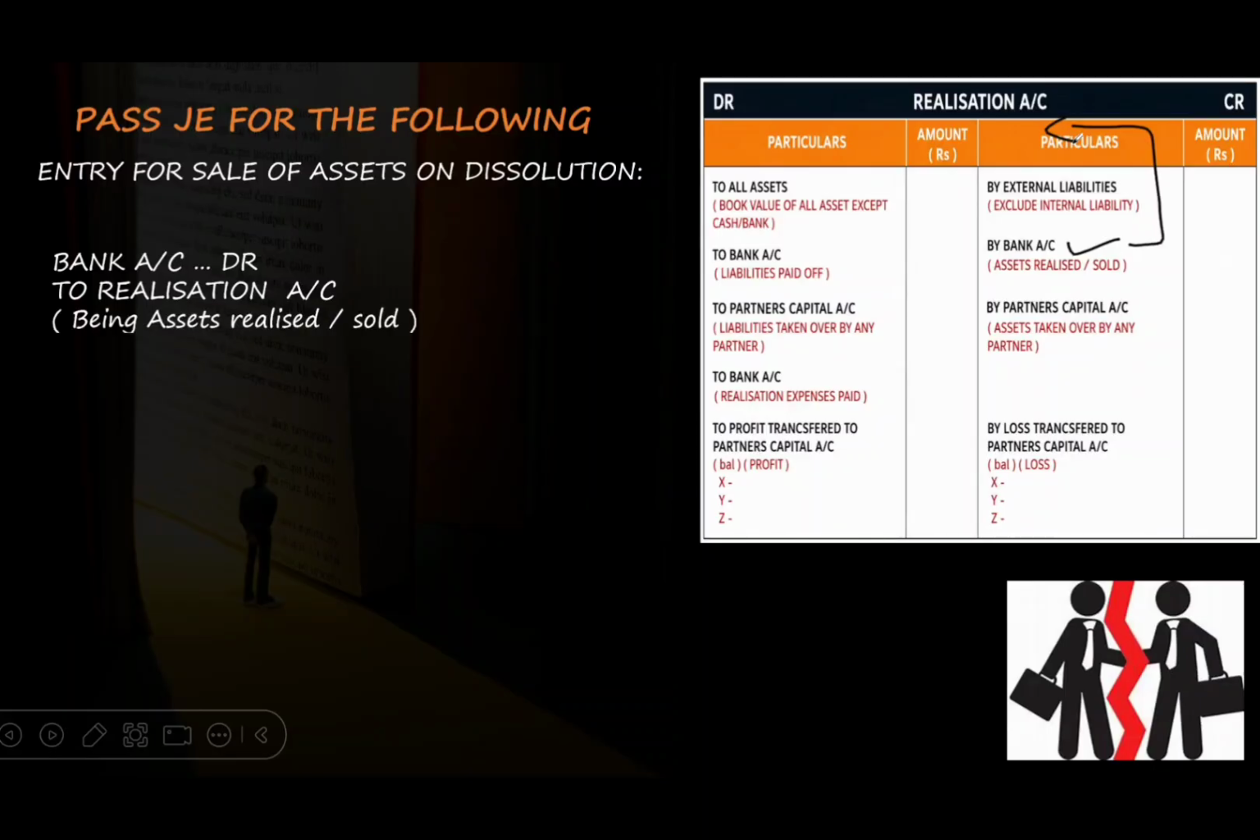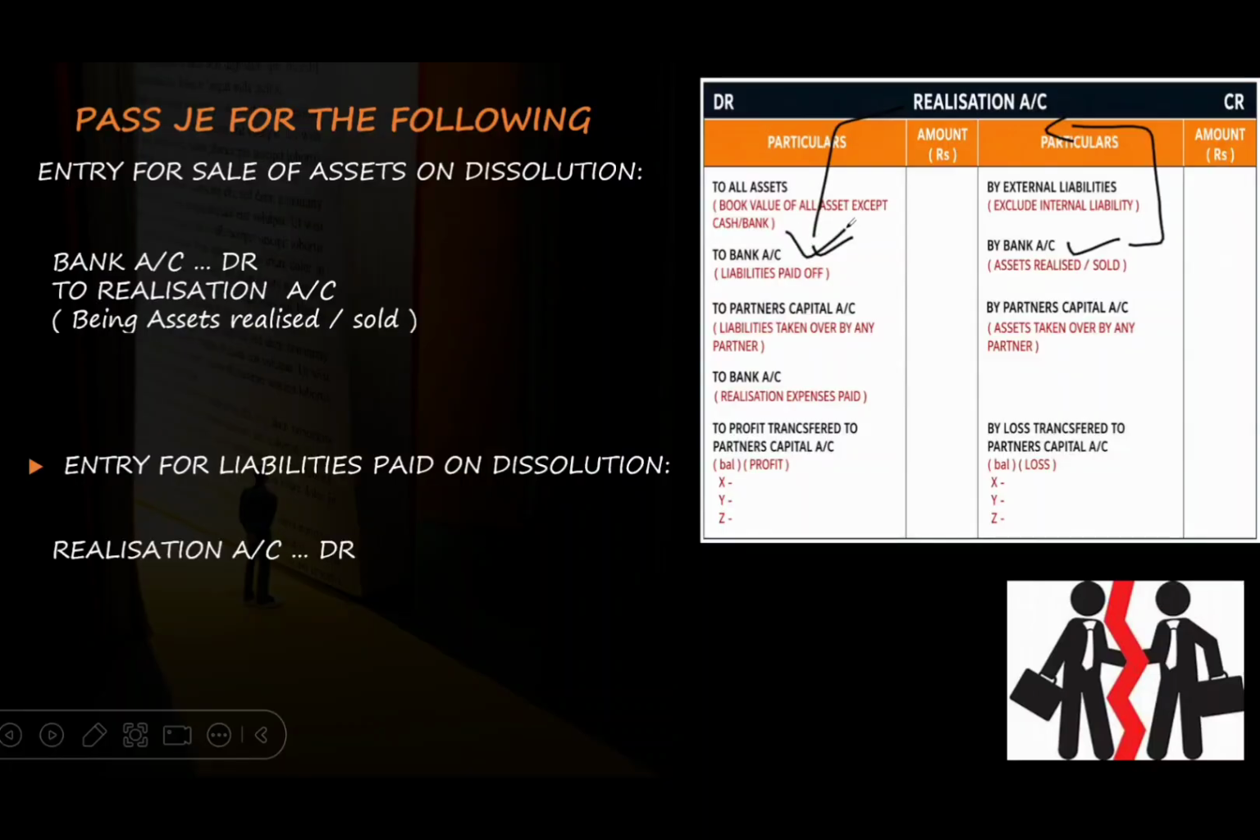Now similarly, if the liabilities are paid off, liabilities we entered on the debit side of the realization account, which will be realization account debit to bank account, that is being liabilities paid off. So these are the entries for asset that is sold and liabilities that are paid off.